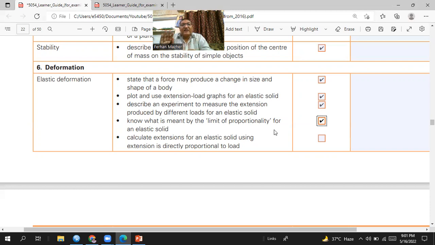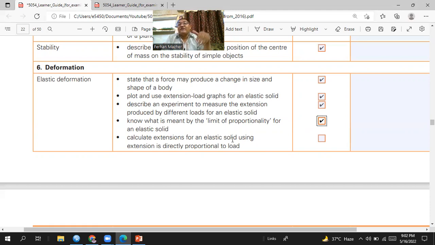So when it starts curving, it means that the load and the extension are no more directly proportional to each other. It means that the extension has become easier. Now it has become easy to extend. So you should understand the limit of proportionality, and you should be able to recognize the limit of proportionality on a given extension-load graph.